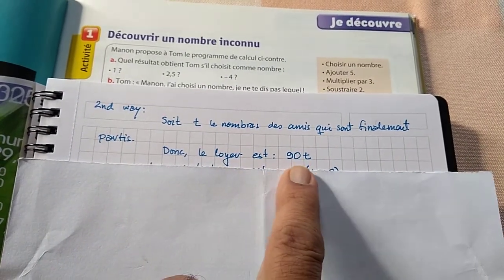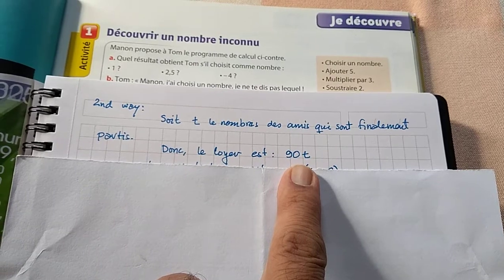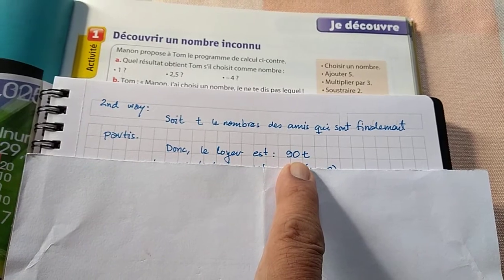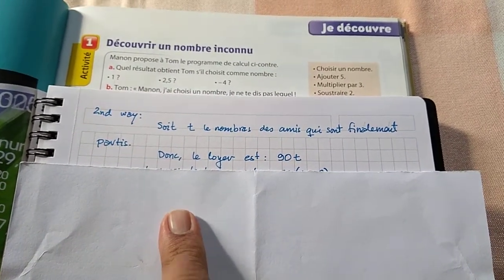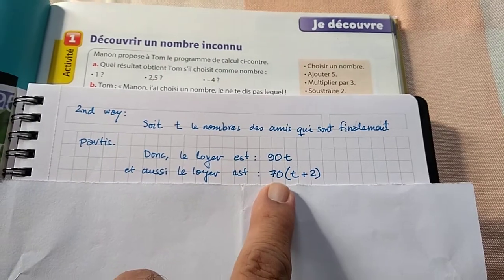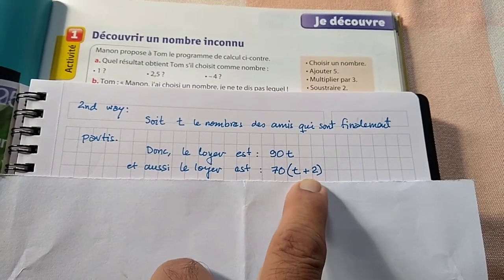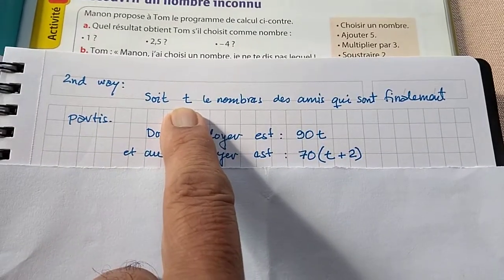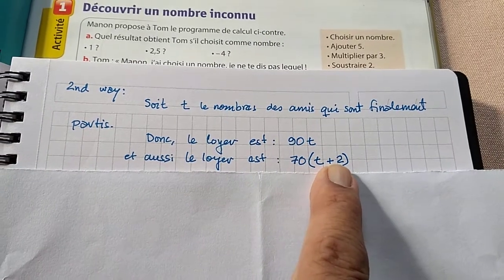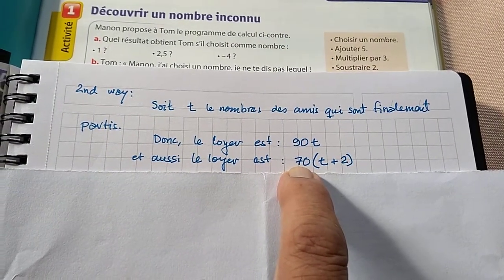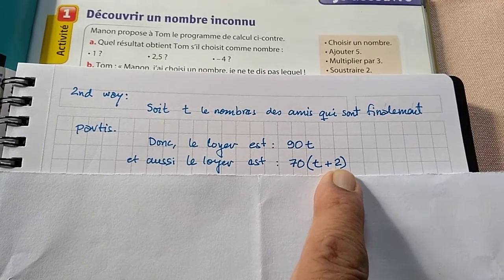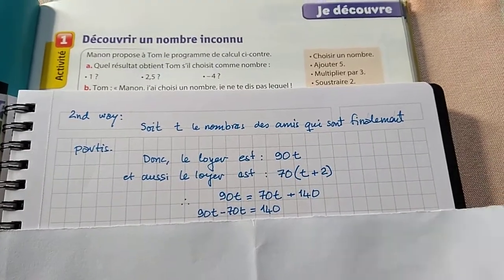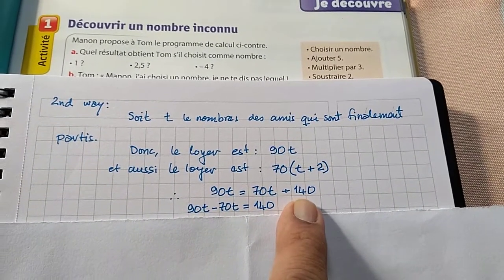"Donc le loyer est" 90 fois t, 90t. t is the number of friends who finally went. Each had to pay 90 euros, so 90t. But also, "et aussi le loyer est" 70 fois (t plus 2). Initially, how many friends wanted to go? If this is the number of friends who finally went, initially t plus 2 wanted to go, so then they had to pay 70 euros each. So this is the rent as well as this is the rent. So then we put them in an equation. 90t is equal to 70t plus 140.